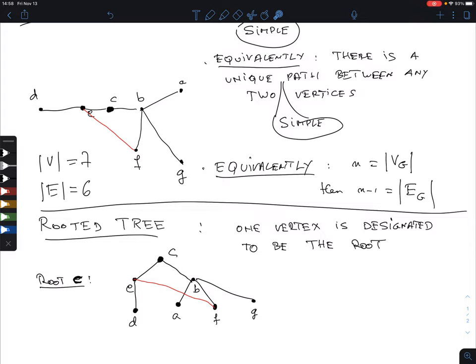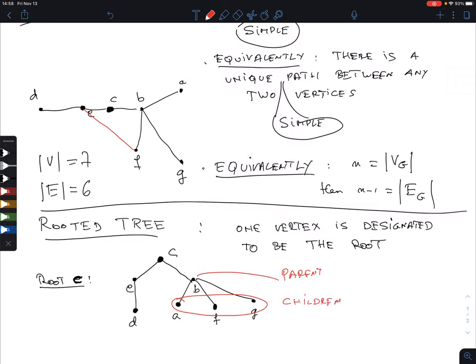So this, with the red line, is not what we would consider to be a genealogical tree, and it's not a tree. So what does this mean? For instance, one of the consequences is that in our terminology, I'll write this here, this we call the parent, and these are its children.